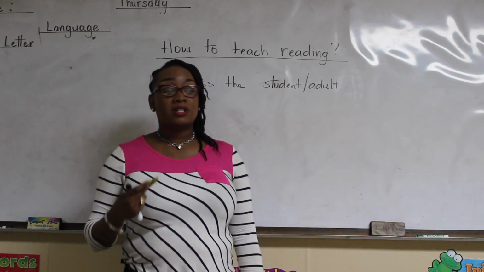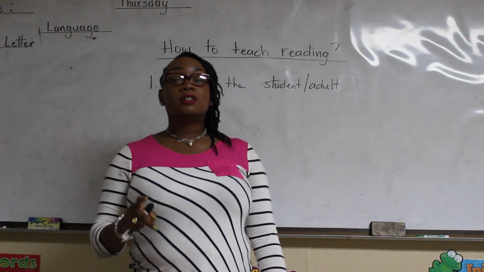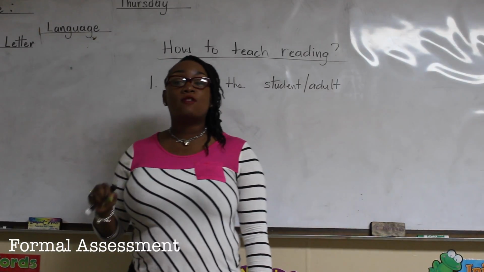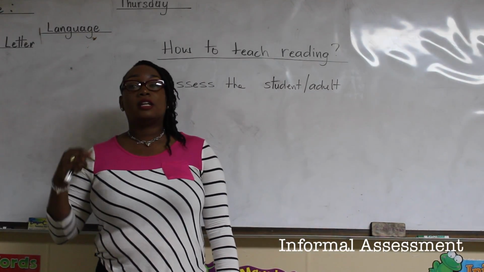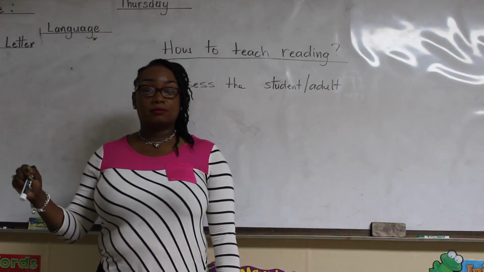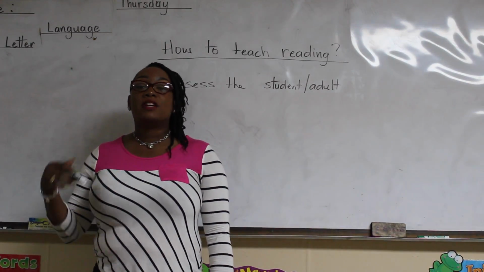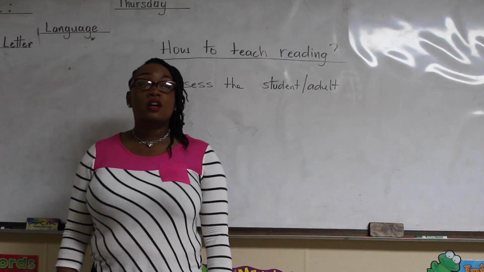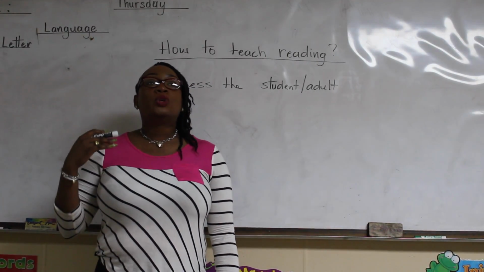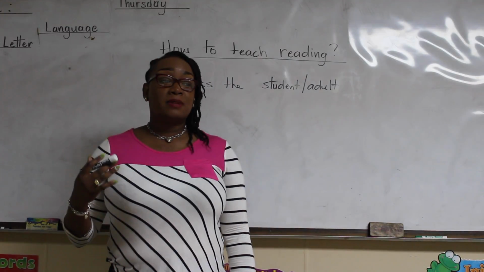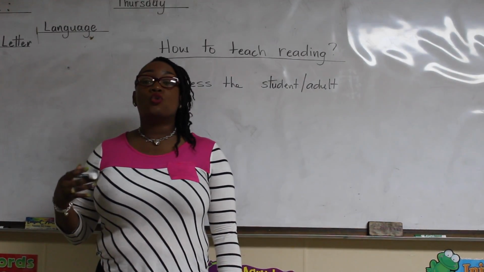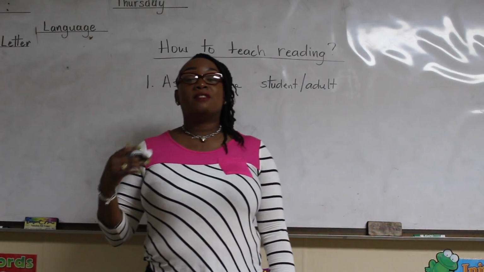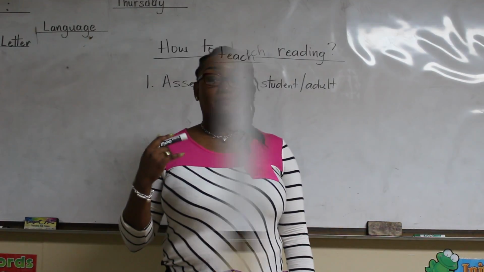Now there are two ways that you can assess the student or the adult. One is called the formal assessment and the other one is called the informal assessment. The formal assessment is where they do standardized testing, and the informal assessment, they can simply do reading inventories or they can do 3-minute assessment tests. Okay, so you must assess them, and you can research different reading assessments online to know which level they are at, but you have to assess them before you can begin to give any reading medicine.